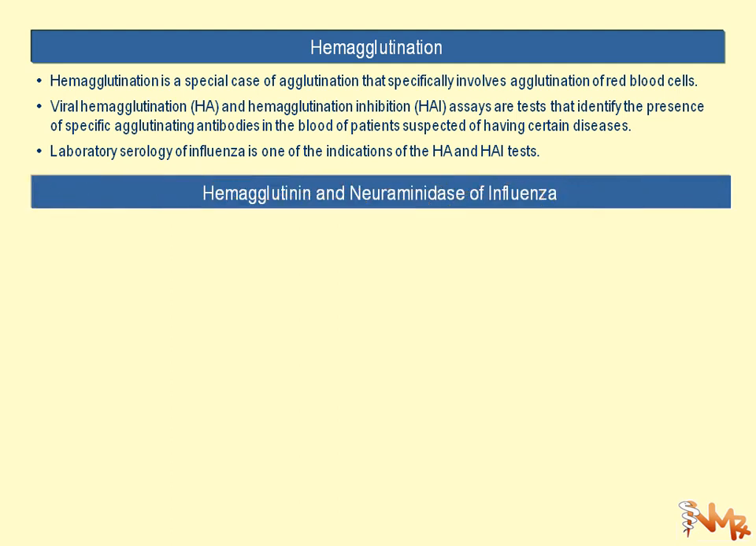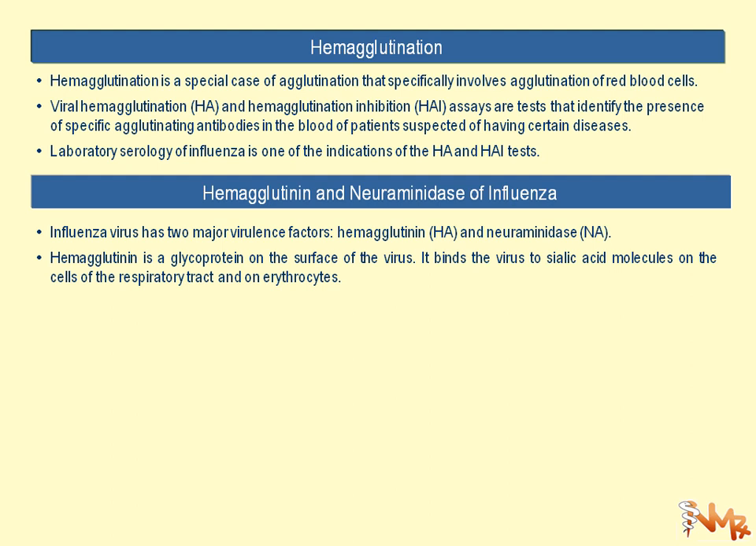This is about a good time also for me to talk about hemagglutinin and neuraminidase of influenza virus. Influenza virus has 2 major virulence factors, hemagglutinin, HA, and neuraminidase, NA.